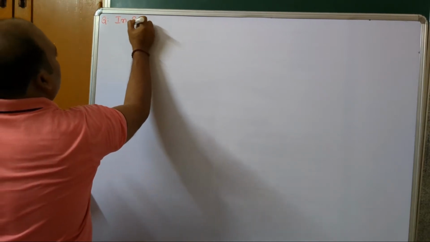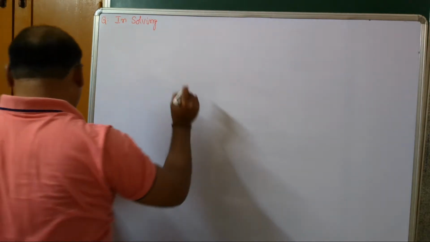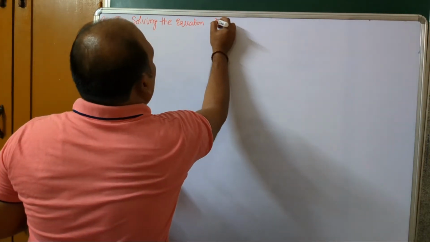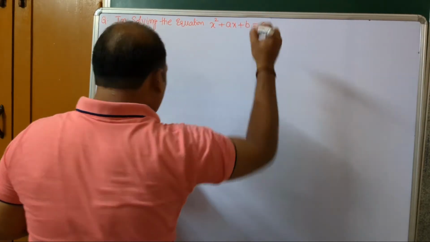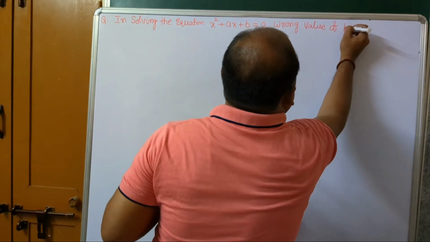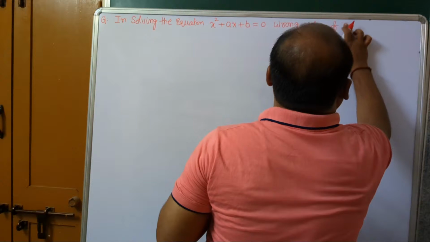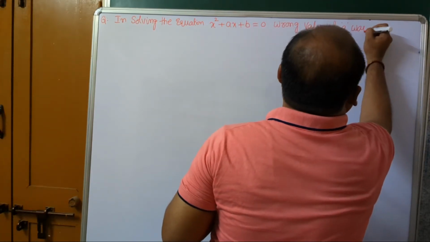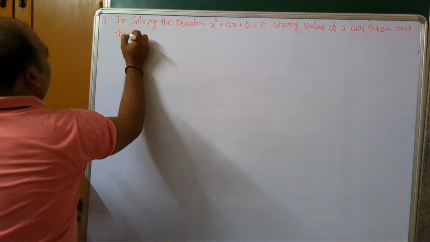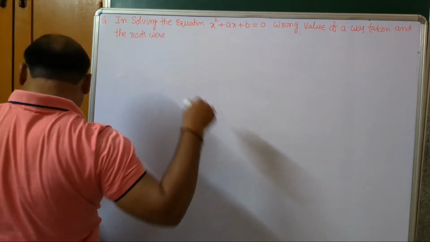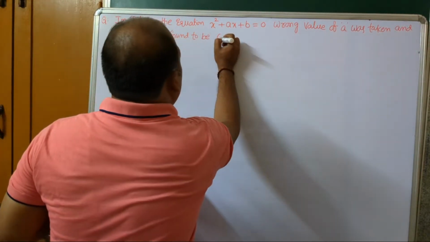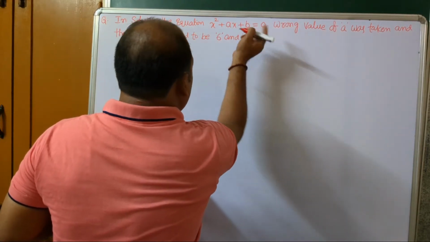In solving the equation x square plus ax plus b equal to 0, a wrong value of a was taken and the roots were found to be 6 and 2. So this is about this equation.